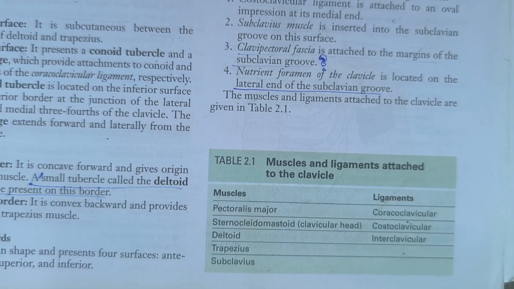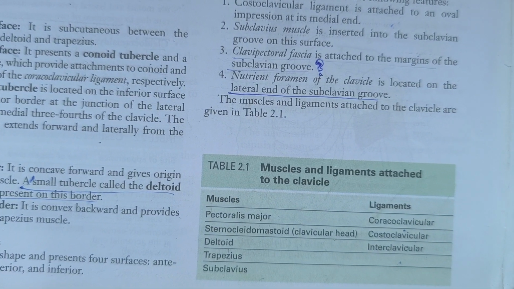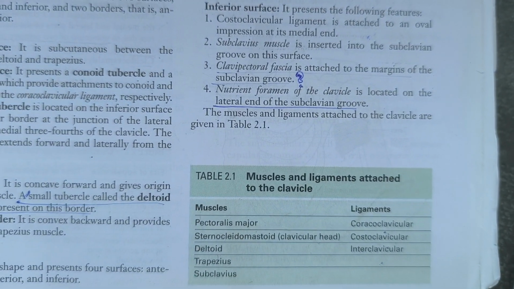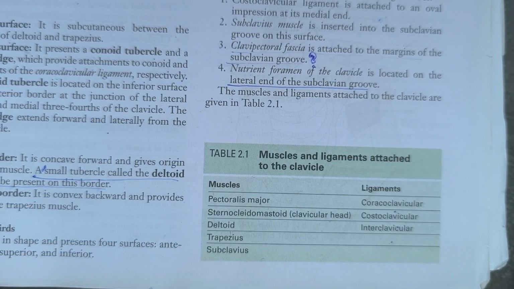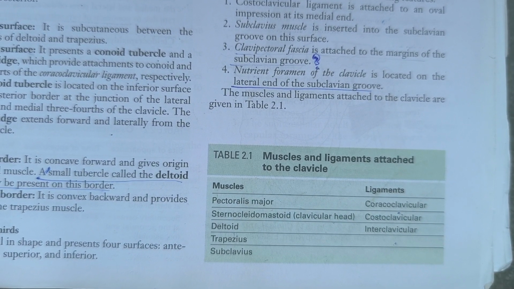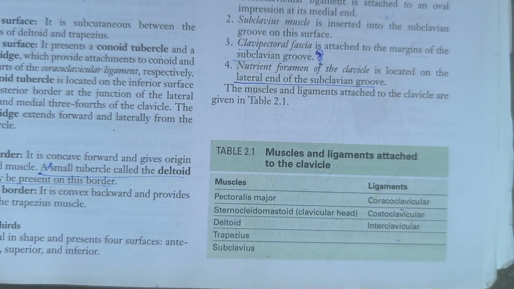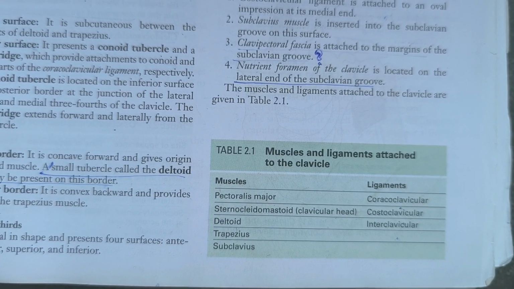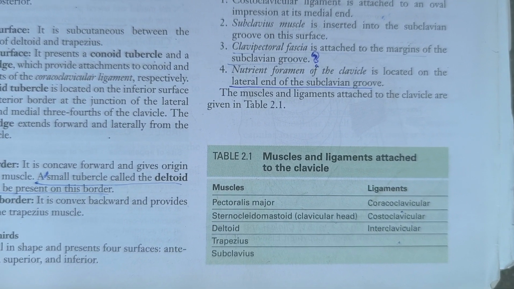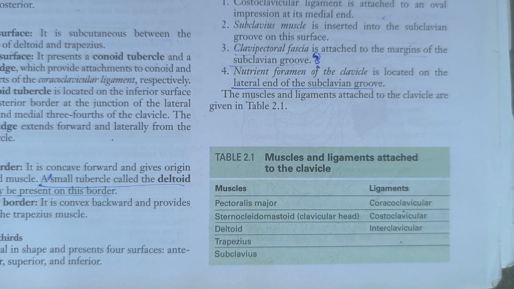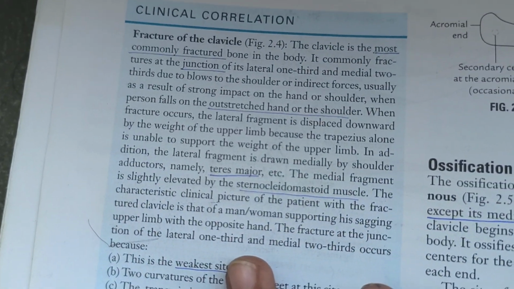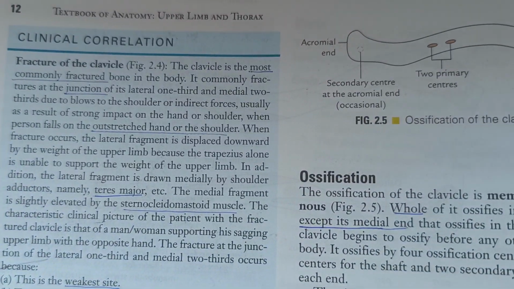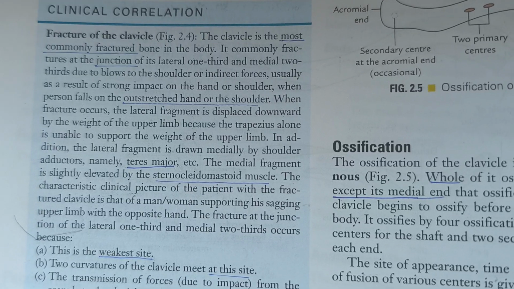Now, muscles and ligaments attached to the clavicle are: muscles are pectoralis major, sternocleidomastoid, clavicular head, then deltoid, trapezius, subclavius, and ligaments are coracoclavicular, costoclavicular, and interclavicular ligament. Now, let's see the clinical correlation, which is important.